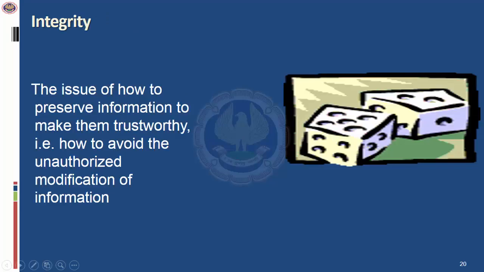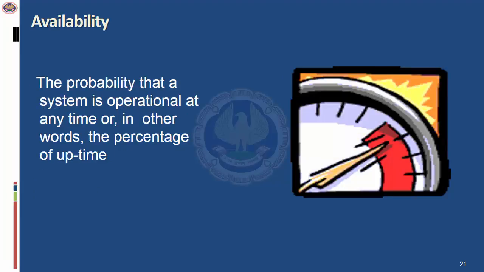So integrity is: how do you preserve the information in all stages of processing to make the information trustworthy and reliable? And how do you prevent or avoid unauthorized modification of this information? Availability is the probability that a system is operational at any time, or in other words, the percentage of uptime.